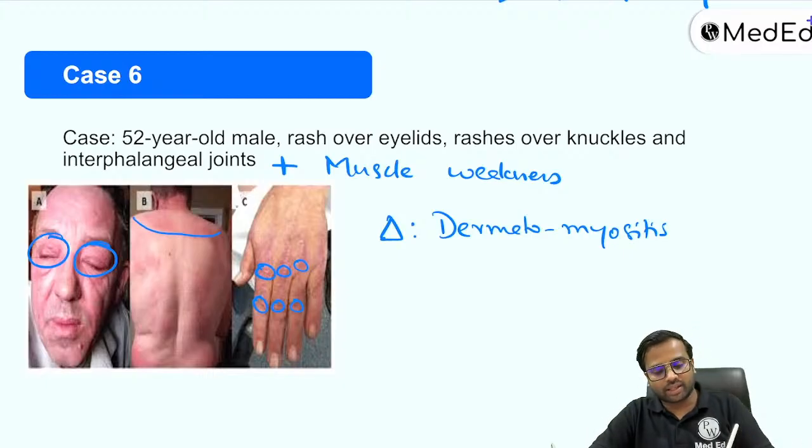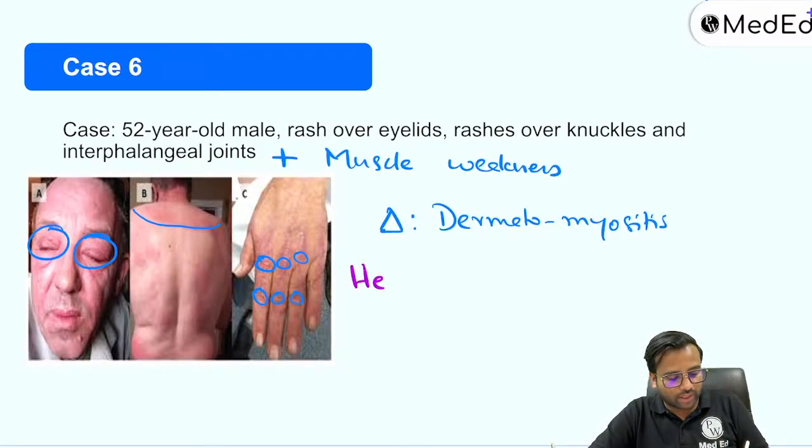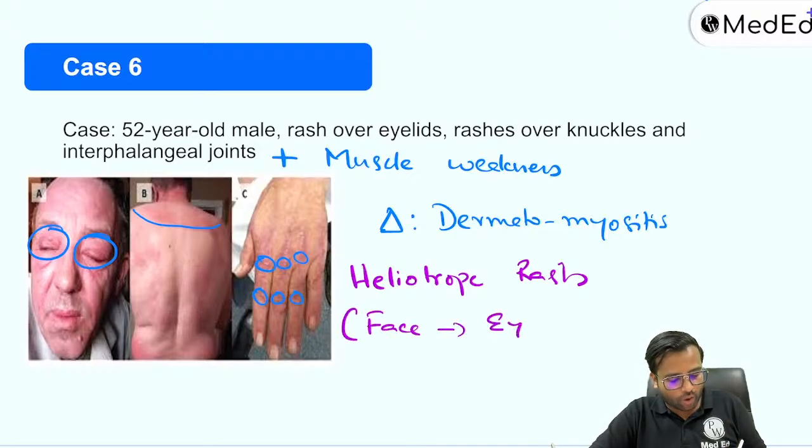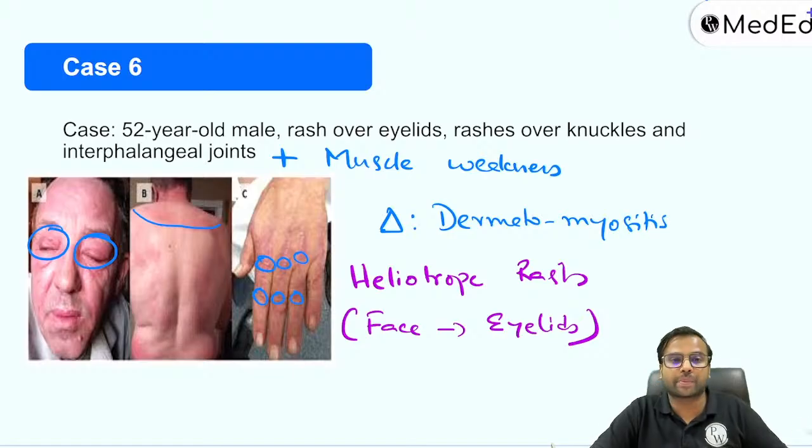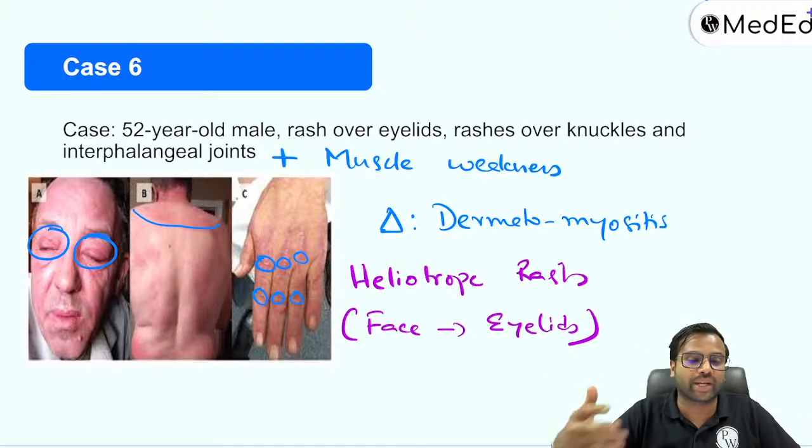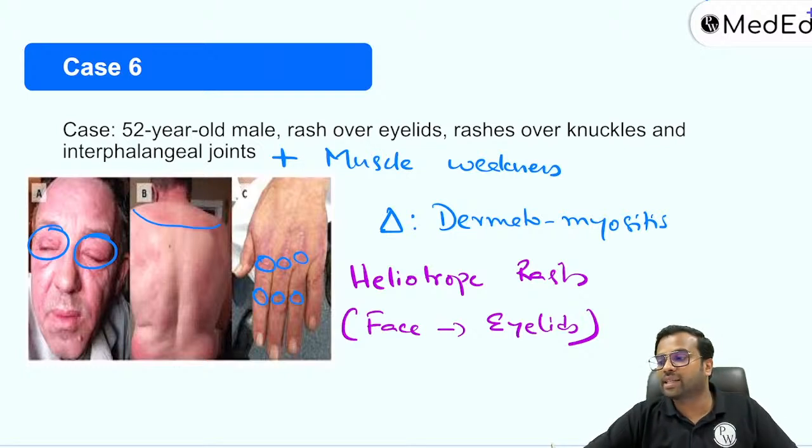Is because in the cases of dermatomyositis, you get something called as a heliotrope rash. And this heliotrope rash is going to be over the face, especially over the eyelids. And what is the meaning of a heliotrope? Heliotrope means it is a flower. Okay, it is a flower, and this flower is having a color of violet color or purple color.